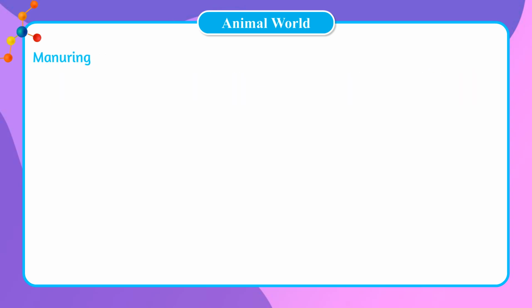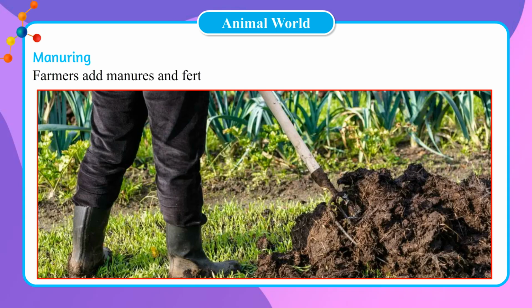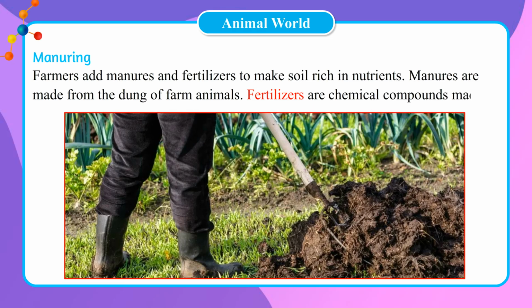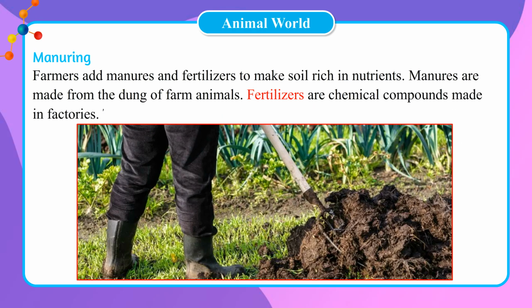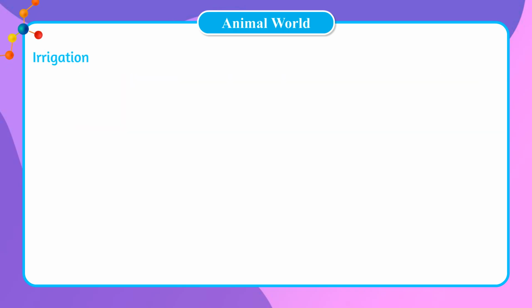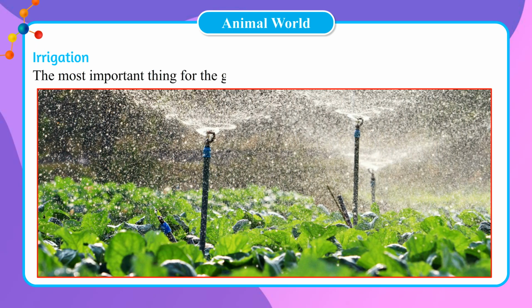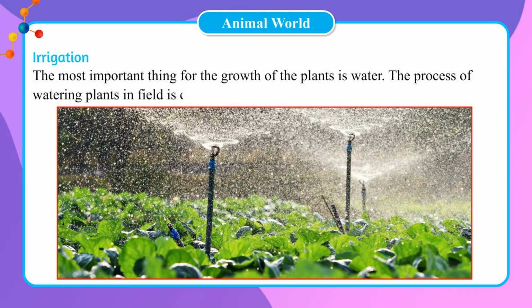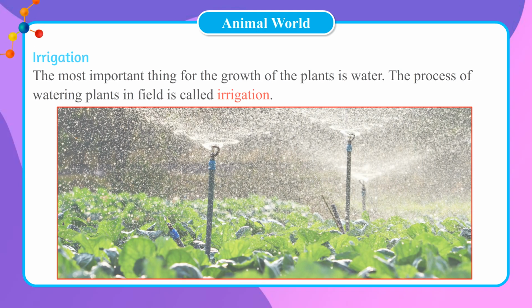Manuring. Farmers add manures and fertilizers to make soil rich in nutrients. Manures are made from the dung of farm animals. Fertilizers are chemical compounds made in factories. They are rich in minerals. Irrigation. The most important thing for the growth of the plants is water. The process of watering plants in field is called irrigation.